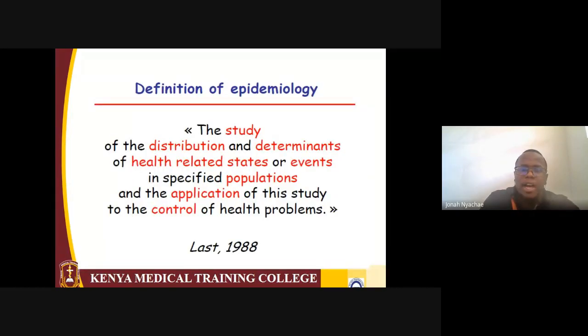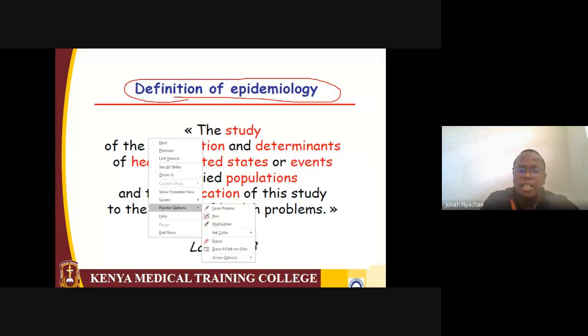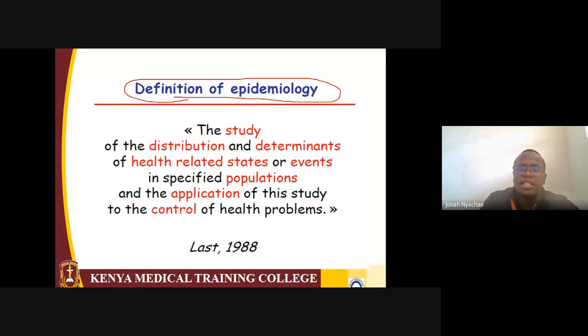So how do we define epidemiology? How then do we meet our first objective? What is epidemiology? We can say that epidemiology is the study, because we have said ology, of distribution and determinants of health-related states or events in specified populations, and application of this study in the control of health problems. So that is what epidemiology is.